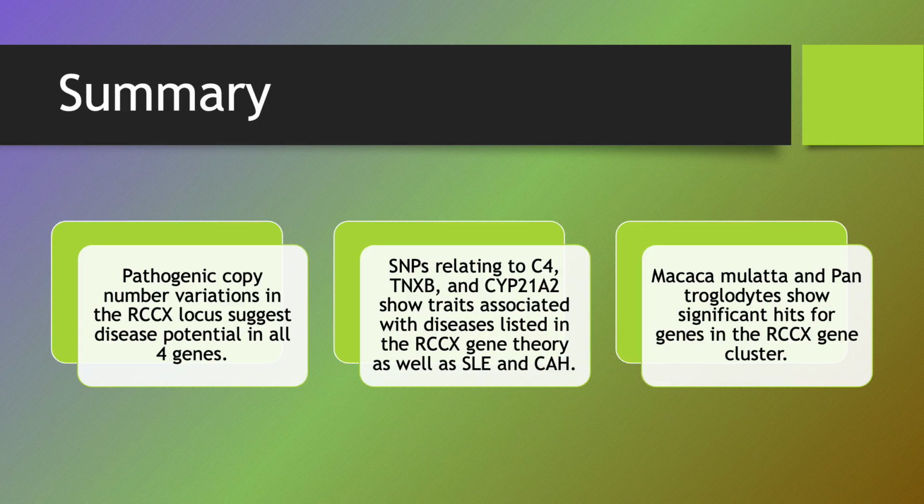In summary, the pathogenic CNVs in the locus suggest disease potential in all 4 genes. The SNPs relating to C4, TNXB and CYP21A2 show traits associated with the diseases listed in the RCCX gene theory, as well as SLE and CAH. The rhesus monkey and chimpanzee show significant hits for genes in the cluster, and this gene cluster helps for better understanding of the connection between certain chronic conditions. This could be used in humans, allowing for genetic testing to help them get a diagnosis and potential treatment.